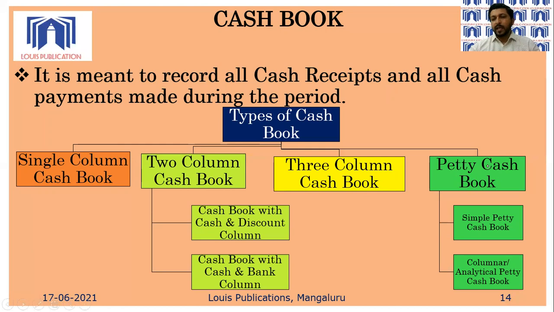And then we have petty cash book, as I mentioned, to record amounts involving small payments. So simple petty cash book and columnar or analytical petty cash book. This is about cash book, which we will be learning further.